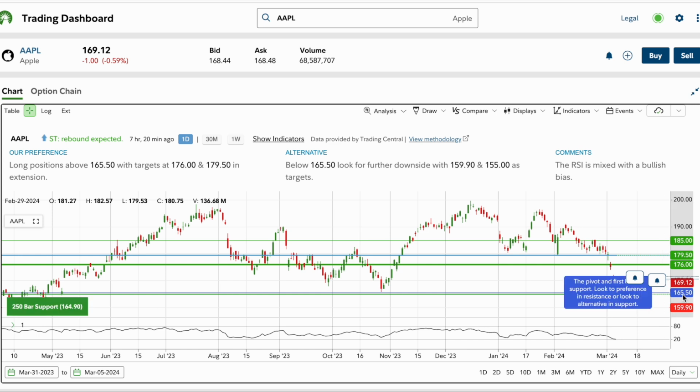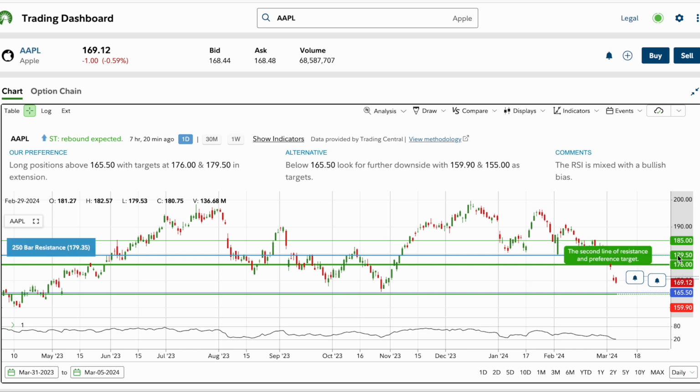Hold on, let me go back to it. Or look to alternative in support. So if we get that bounce off 165, we're holding 170. The first line of resistance, a preference target, is 176. So we will definitely take shares off at 176 if we can get a 6-point pop on this. But I'm going to take the rest of the shares off if we get to 179.5. That's the second line of resistance it's saying.